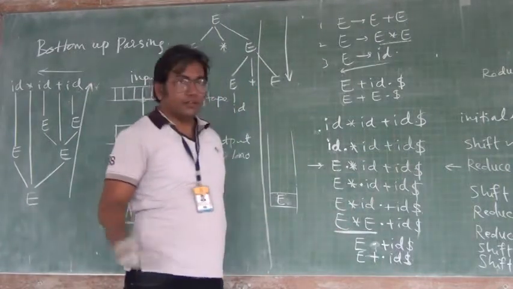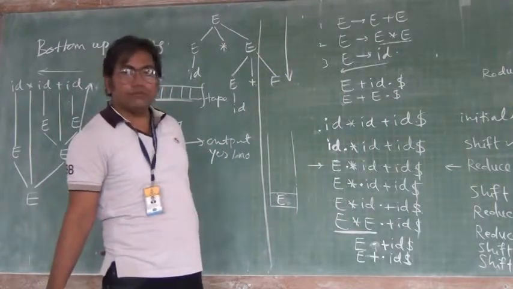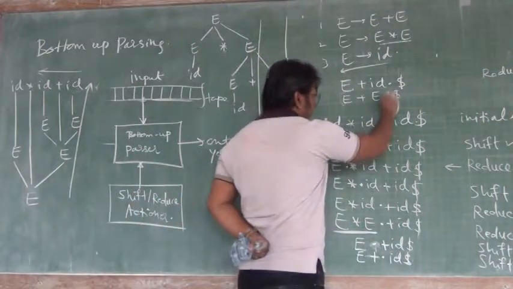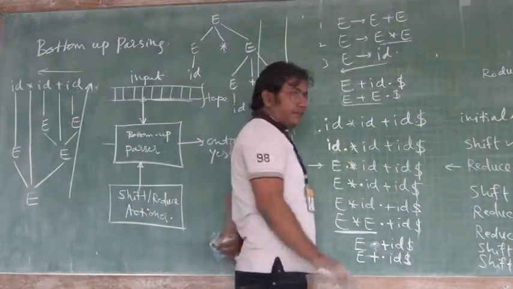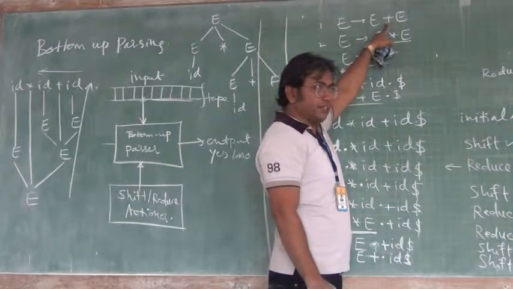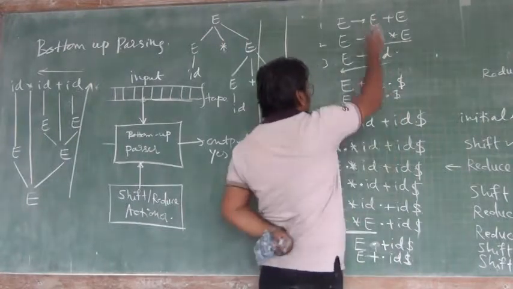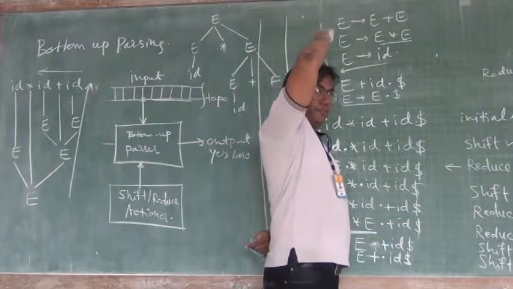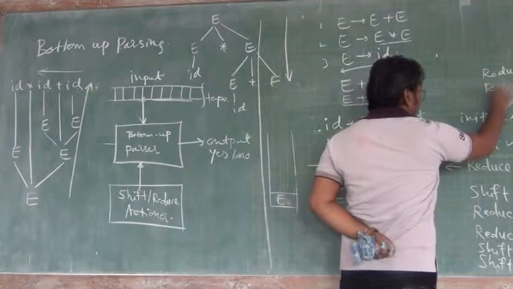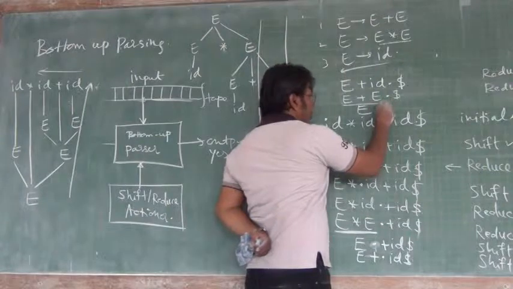So being here, do you want to reduce or shift? Reduce. Why reduce? Before the dot, the pattern you are finding exactly matches one of the productions in the list. So the first production is matching. So the right hand side of the first production I am reducing to the left hand side. So I do reduce. What I get is E dot dollar.